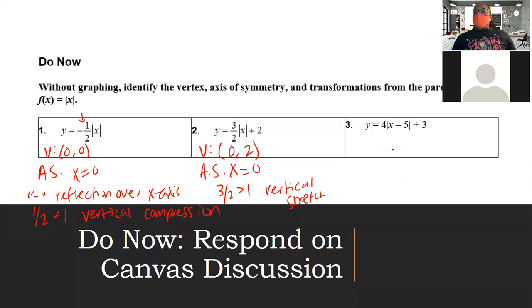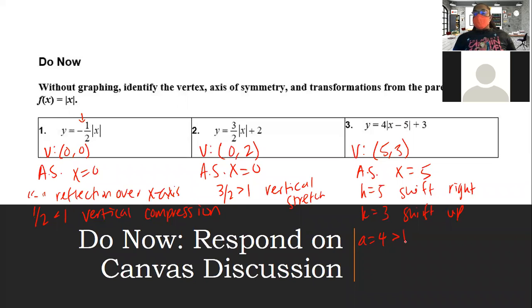All right, on number 3, my vertex this time, remember our x is a liar, so it's at positive 5, positive 3. Therefore, my axis of symmetry is at x equals 5. And I have a lot of things happening since I have that 5, since my h equals 5, that's a shift to the right. Since my k equals 3, that's a shift up. And my a equals 4, which is greater than 1, that's a vertical stretch.